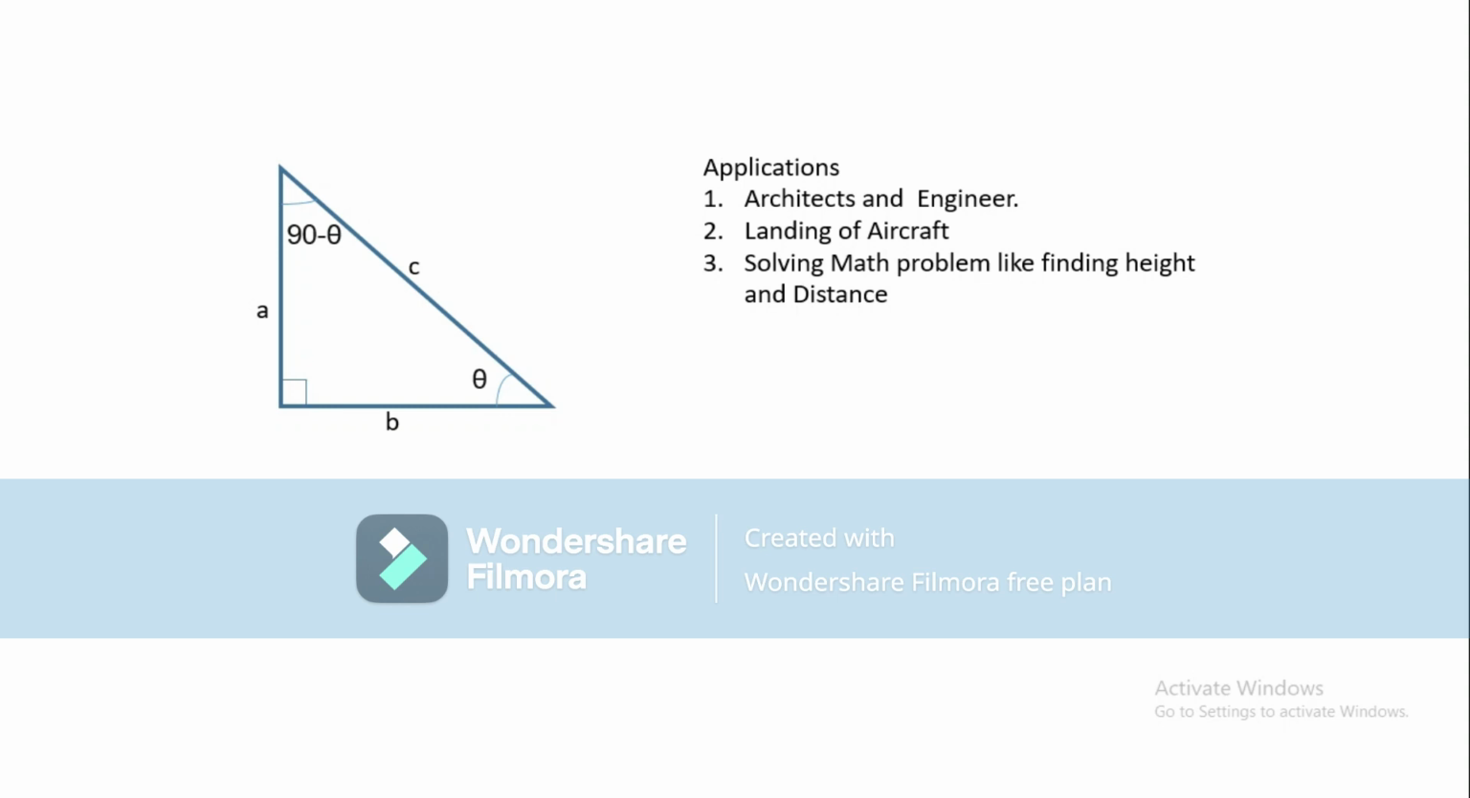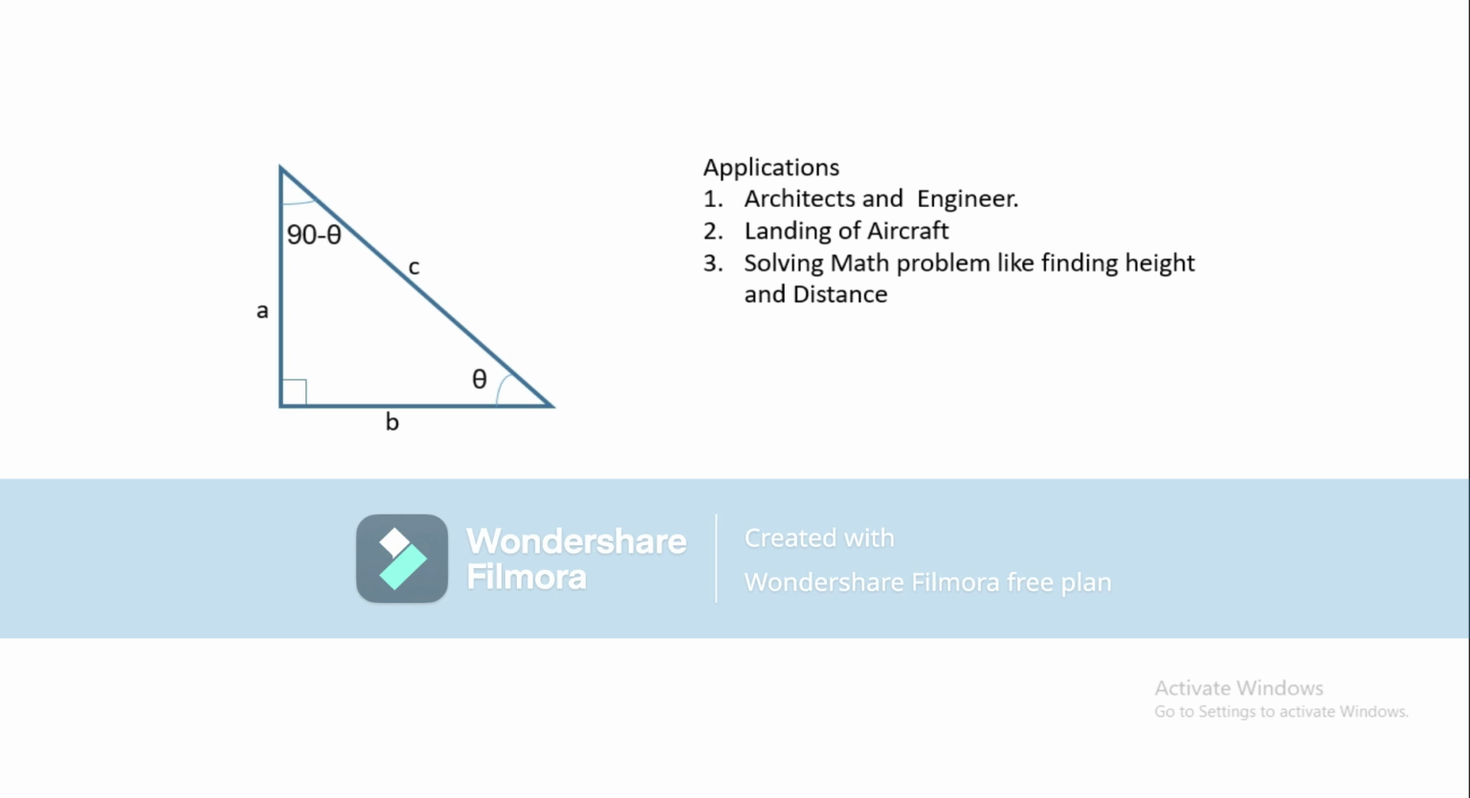Now what are the applications of the Pythagorean theorem? In the real world, architects and engineers use it to calculate roof length, measure distances indirectly, and ensure that the square formed by wall and floor is true, so that they can also measure the height of the roof as well.